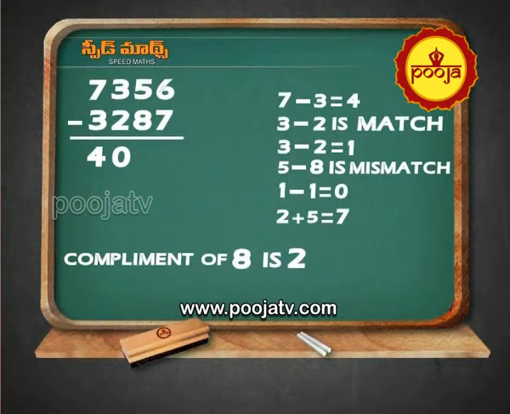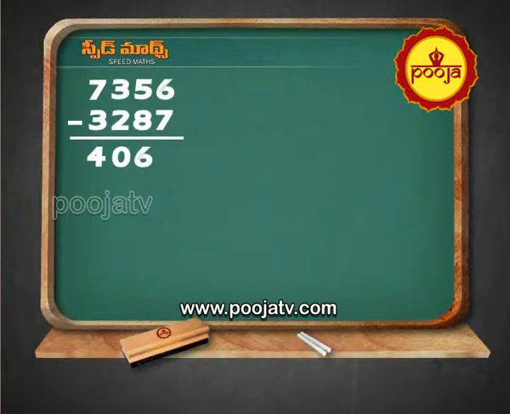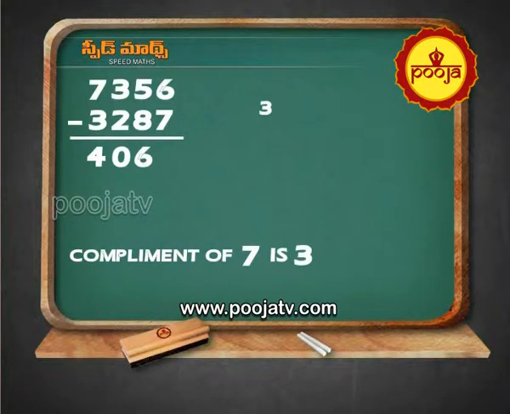Am I clear? 7 minus 3, 4. See the right side, it is a match. Write the 4 as it is. Clear? Now, here you can easily subtract 3 minus 2, 1, but the right side is a mismatch. So, 1 minus 1, 0. Here it is a mismatch.